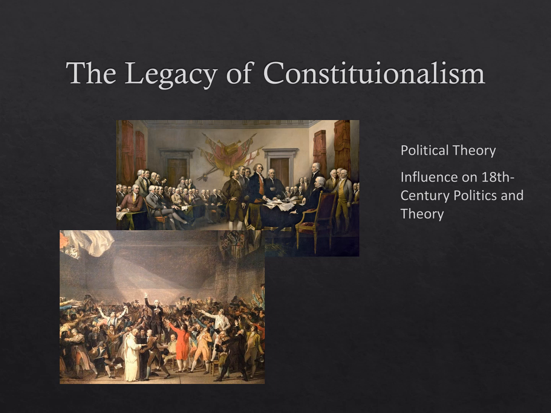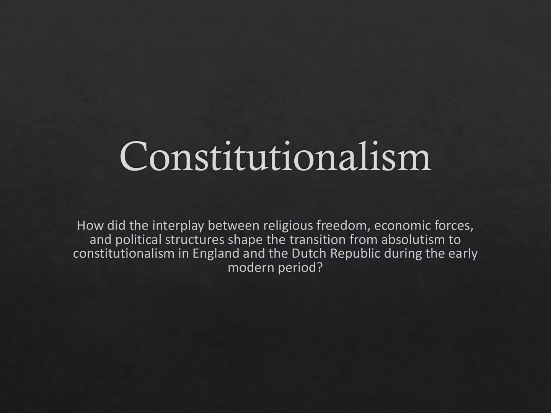All right? Well, hopefully this makes constitutionalism clearer and you can see that it's a different system than absolutism. And they're both going to be important going forward. So, what I'd like you to do is to answer this question. How did the interplay between religious freedom, economic forces, and political structures shape the transition from absolutism to constitutionalism in England and the Dutch Republic during the early modern period?